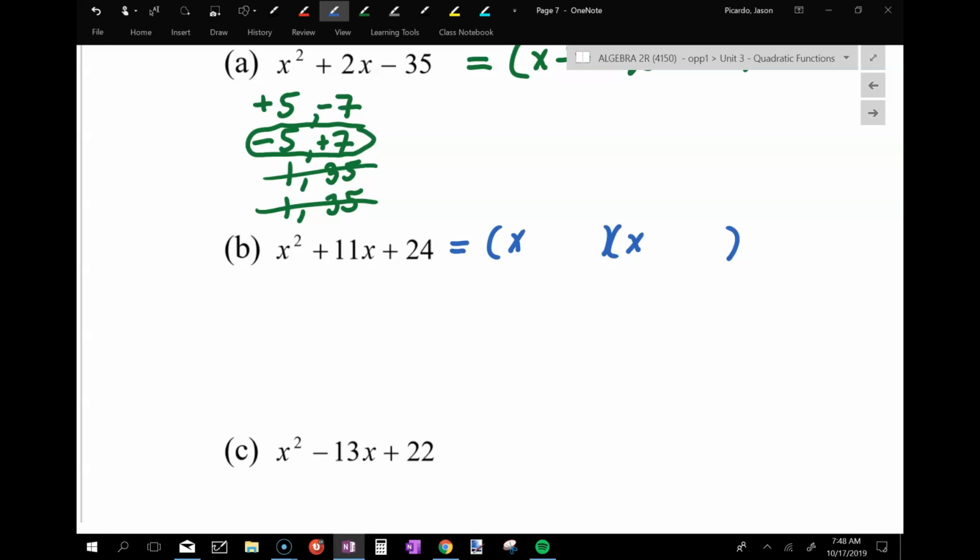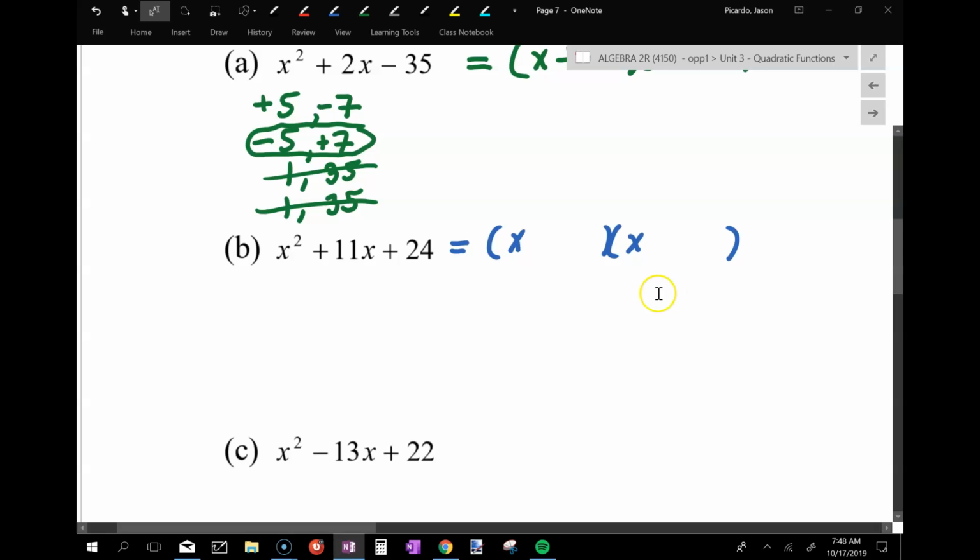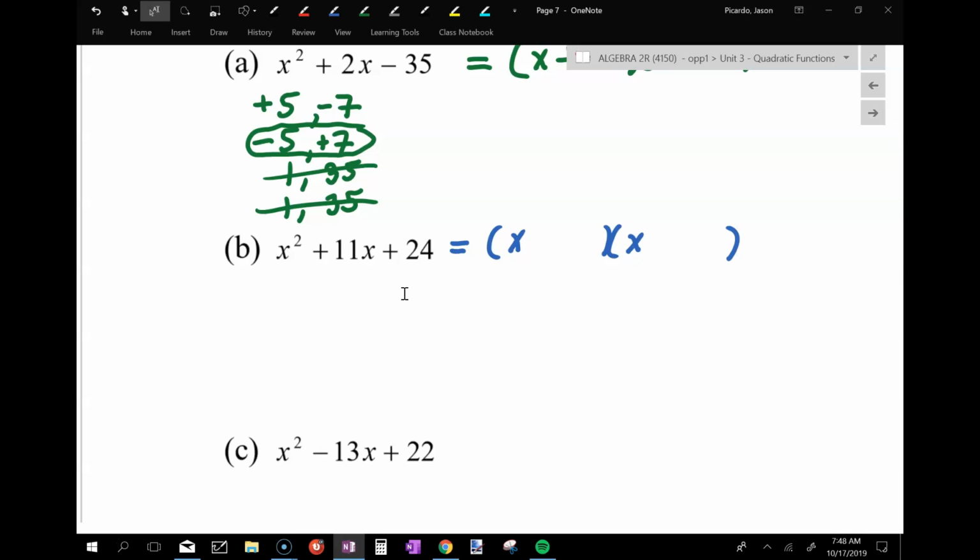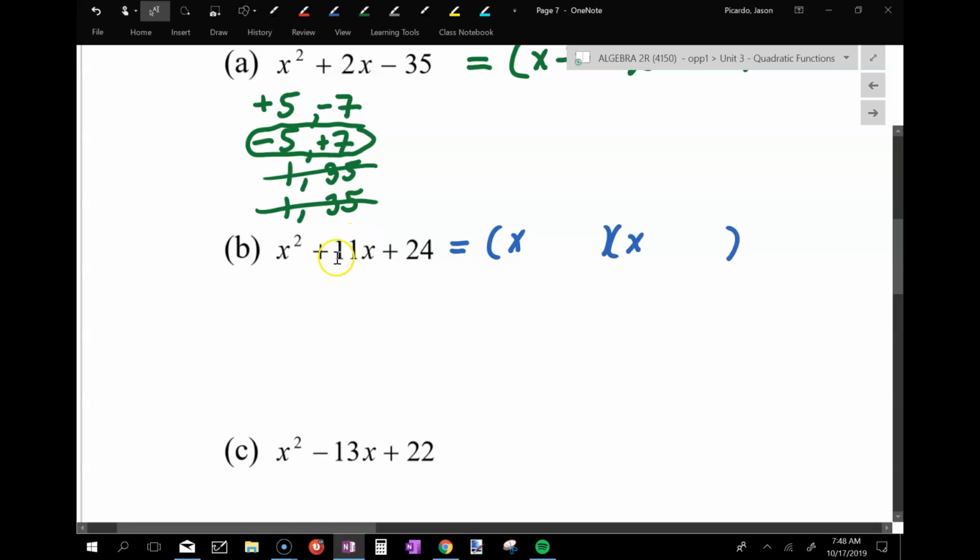My next question, guys. This number is 24, right? Well, the only way that I can get a 24 by multiplying is if the two numbers that I'm multiplying were either both positive or both negative, because a negative times a negative and a positive times a positive. Okay, but guys, remember something else.